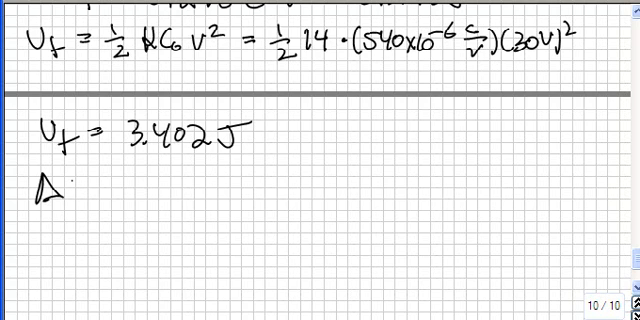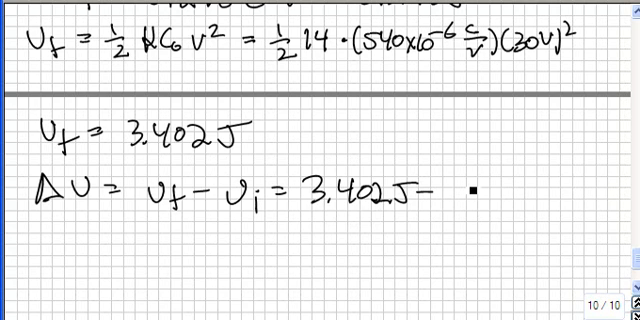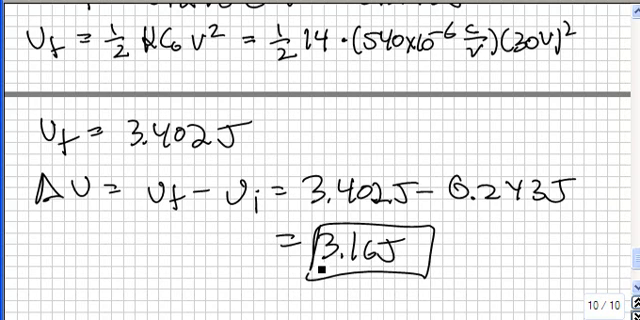Okay, and then this asks for the difference. So just U sub F minus U sub I. That's 3.402 joules minus 0.243 joules. Three significant figures then. The energy difference is 3.16 joules. Okay. So the dielectric material, by increasing the value of the capacitance, allowed more energy to be stored in the capacitor.